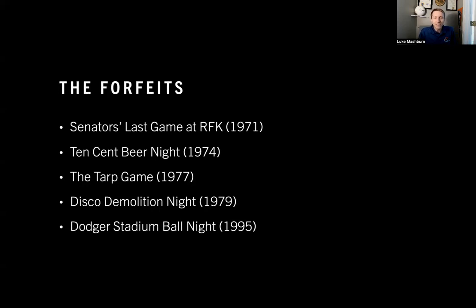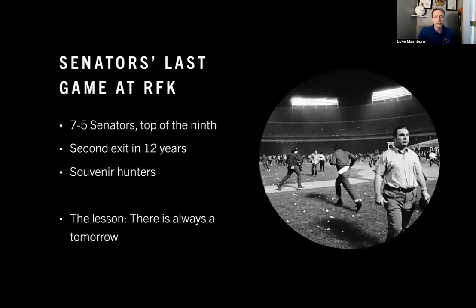And we have seen 5 of these since 1960. The Senators' last game at RFK, 10-cent beer night with the Cleveland Indians, the Tarp game in Toronto, Disco Demolition Night, the famous Bill Veeck promotion in Chicago, and the Dodger Stadium Ball Night. You'll see that 4 of these occurred in the 1970s. Apparently, the 70s were a crazy time. Who knew? And of course, the most recent one was just over 25 years ago. It has been over 2.5 decades, excuse me, since we have had a forfeit in Major League Baseball. Let's look at these 5 forfeits in a little more depth.